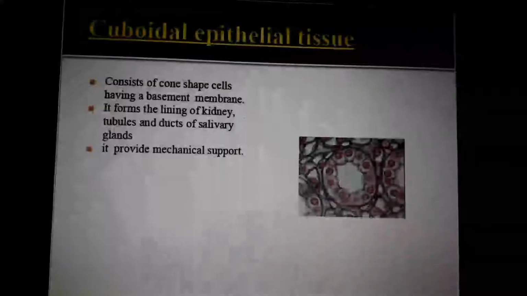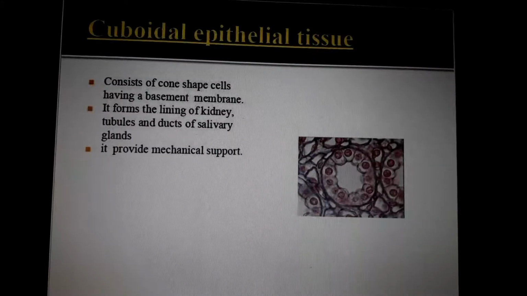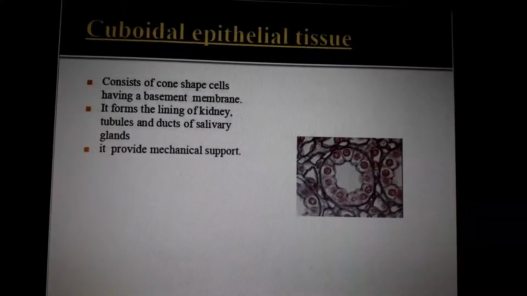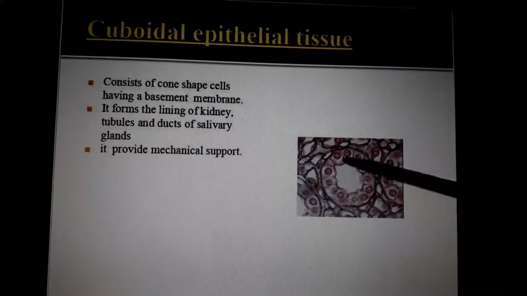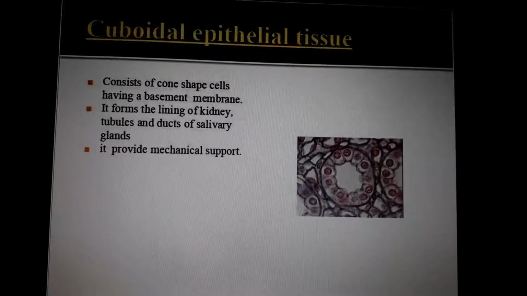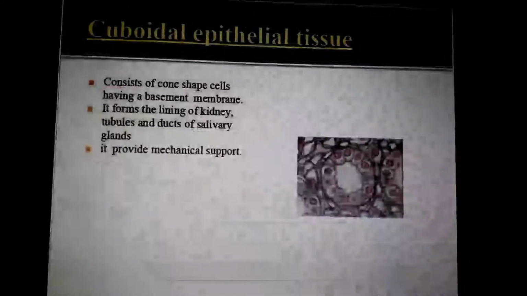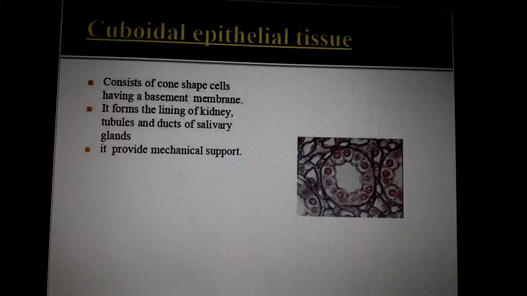Okay, next one is cuboidal epithelial tissue. That's very simple. It consists of cube-shaped cells. Here it looks like a cone, but it is given as a cube. Cuboidal means cube. Let's see where it is. It has a basement membrane, leave it. It forms the lining of kidney tubules and the ducts of salivary glands.